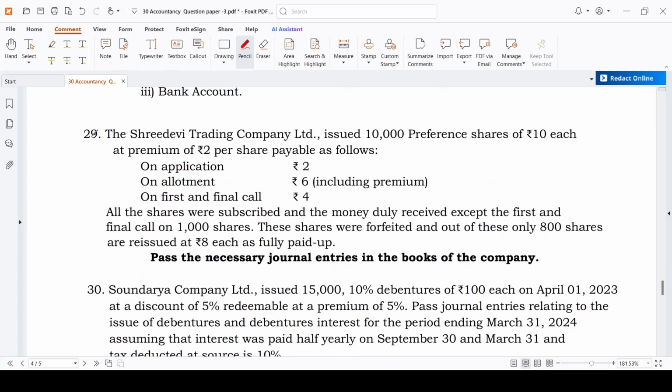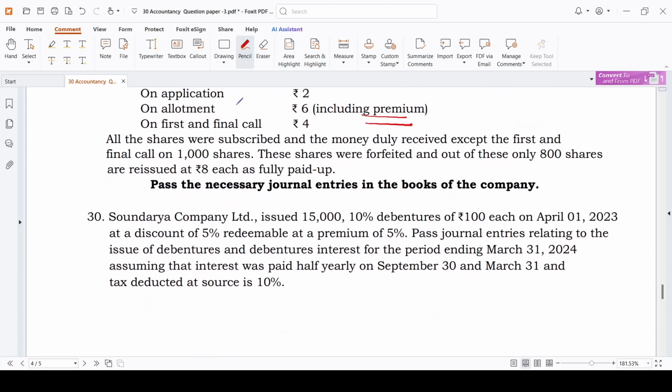Next, here again premium they have asked you. I told you premium and over subscription. Sometimes only 1% chances are in the under subscription. So premium and over subscription. Here they have written preference shares. I told you already, when they mention only shares, write it as share capital account debited, share application account debited. When they tell you equity shares, write equity share application, equity share capital. Preference shares, preference share application, preference share capital. Premium again.